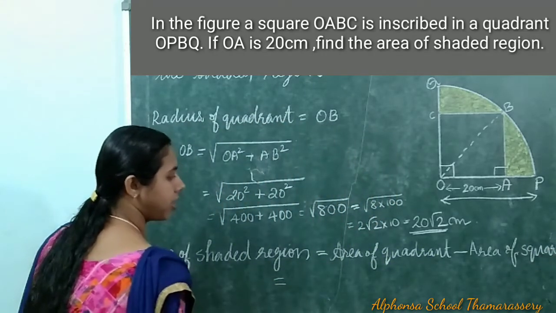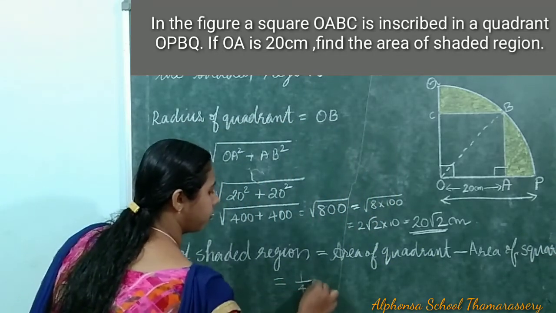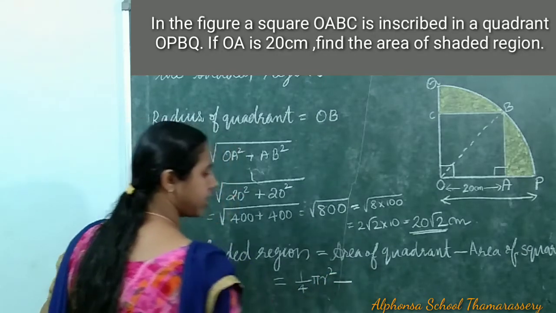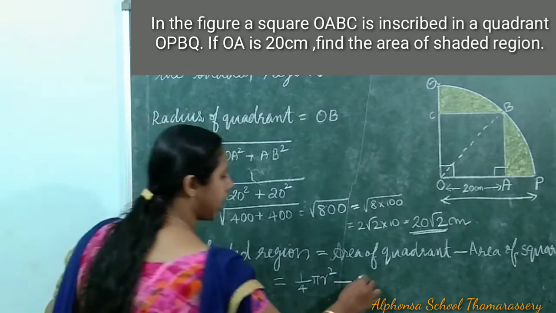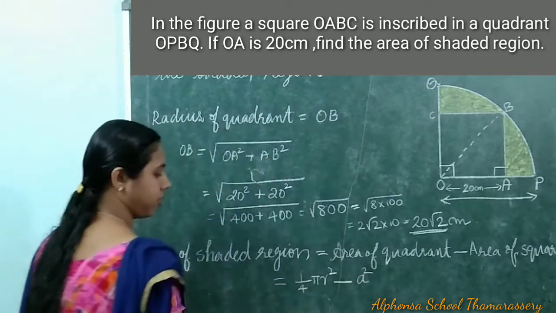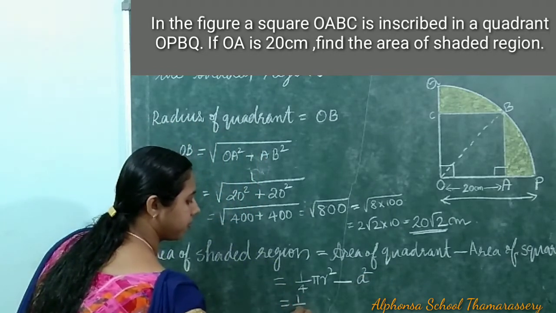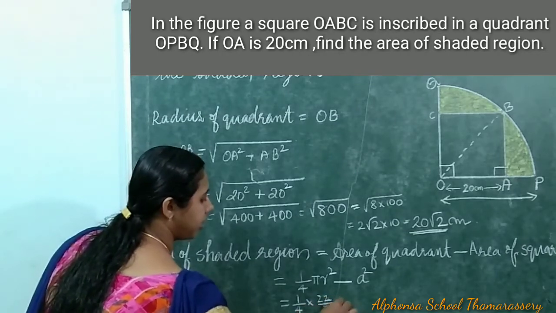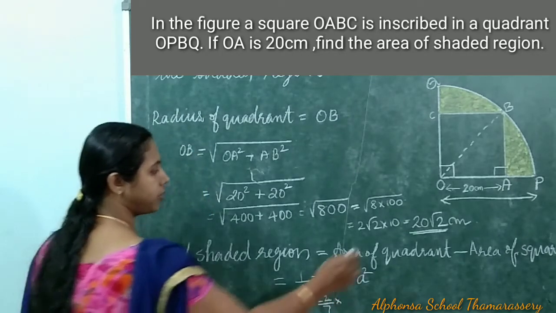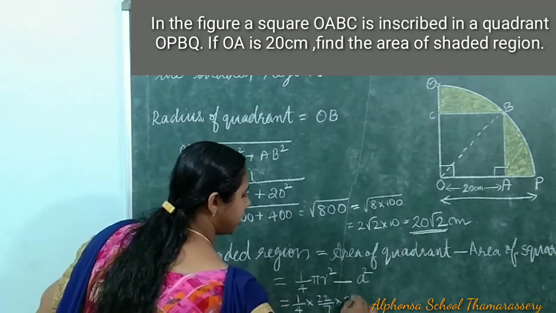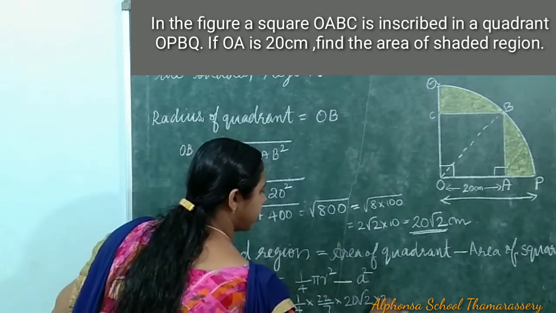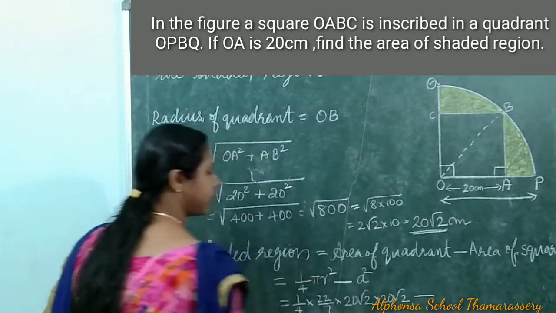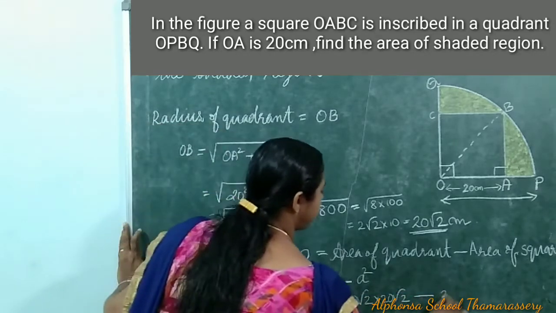That is equal to area of quadrant is equal to 1/4 of the area of a circle. 1/4 pi r square minus area of square, that is a square. So 1/4 into 22/7 into radius, which is equal to 20 root 2. So 20 root 2 into 20 root 2, minus a square, that is 20 square.